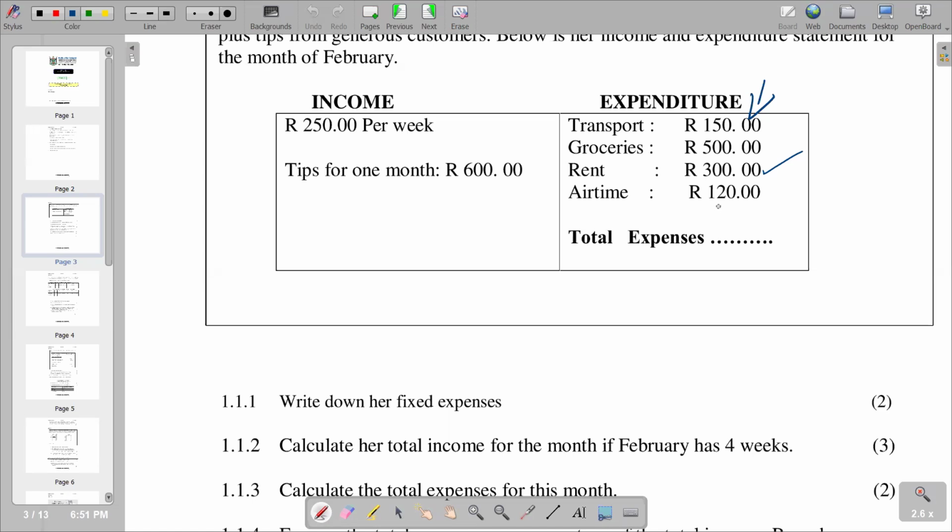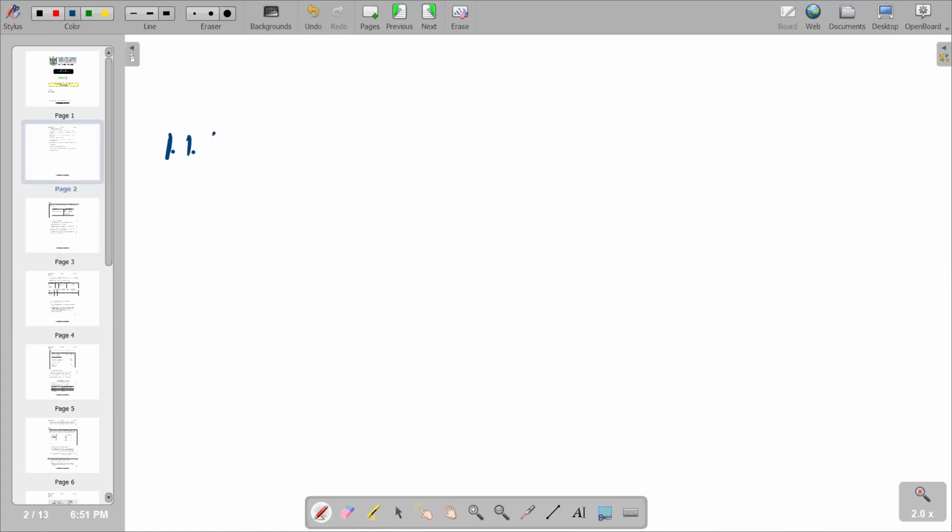In terms of airtime, it can only be a fixed expense when it is indicated that it's a contract payment. But in particular, it's not specified. So we are only going to pick rent as the fixed expense. So we're saying 1.1.1, we have rent.